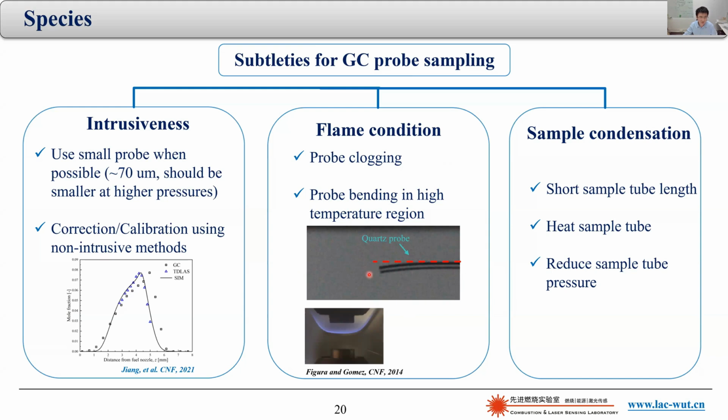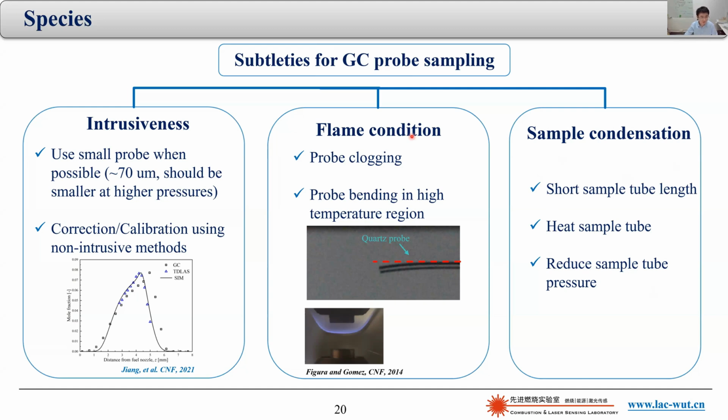can be softened by the high temperature, and you have to correct for that, probably using high-resolution still images to track the exact location of the probe. And if you are measuring large species such as PAHs, you also have to worry about sample condensation. It's recommended to use very short sample tube lengths, heat up the sample tube, and reduce the sample tube pressure. So there are a lot of subtleties. The principle is easy, but measuring correctly in counterflow flames is many times quite challenging.